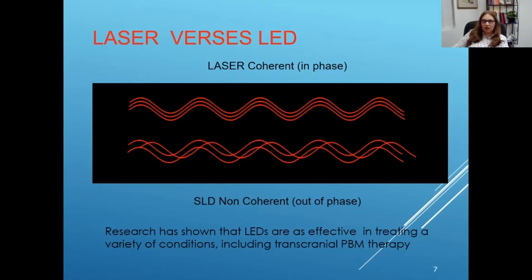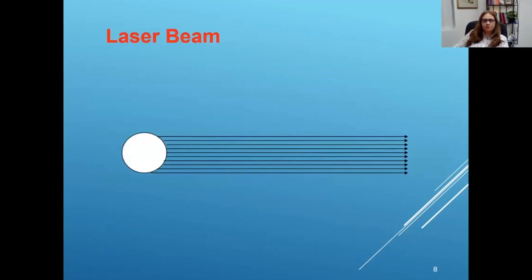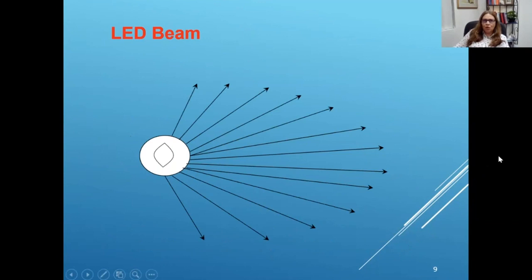So if we look at a laser beam, you think about that very focused, collimated beam, very narrow, whereas an LED beam is much more diverse, a divergent beam, and that beam is spread out, which can be quite beneficial if you are using a cluster that has multiple diodes and you have a more even distribution of light energy.